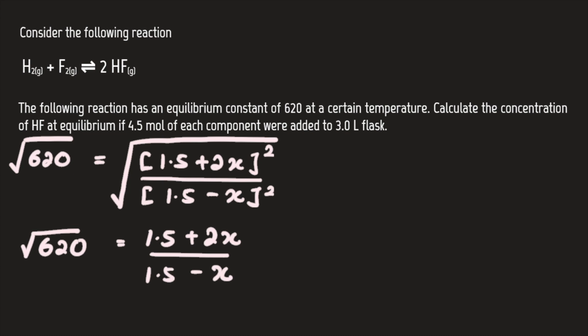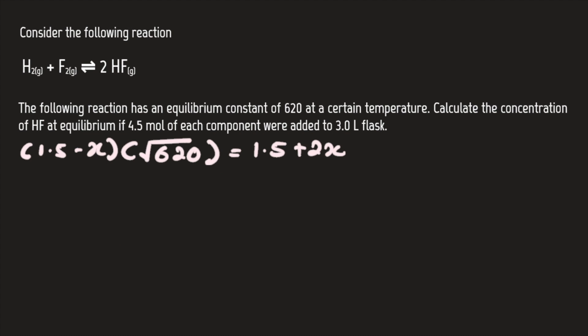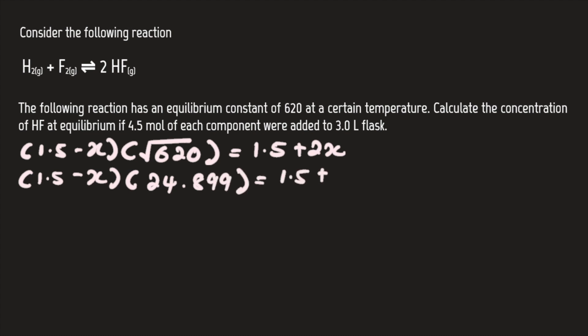Right, so we are going to do the normal quadratic, bring everything here, so it's equivalent to (1.5 minus x) times the square root of 620 should be equivalent to 1.5 plus 2x. So now we are going to do the square root of 620. I'm going to copy the rest of the thing. So this one will be 24.899 is equivalent to 1.5 plus 2x. So you're just going to do the quadratic of this.